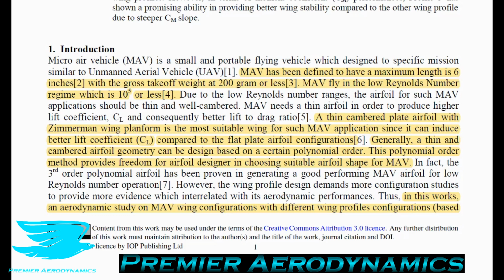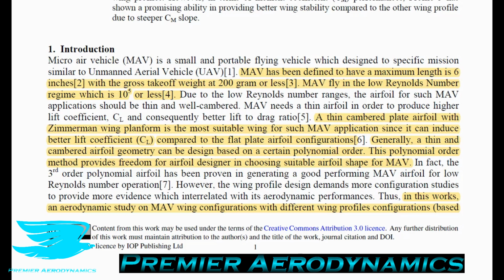A thin cambered plate airfoil with a Zimmerman wing platform is the most suitable wing for such an MAV application, since it can induce better lift coefficients compared to the flat plate airfoil configurations. You'll see why later on, but generally speaking, a flat plate can only really pitch to a couple of degrees before it separates, whereas a Zimmerman airfoil, because it is fairly wavy on top, you can pitch to a much greater angle of attack and still maintain lift, as we'll see.